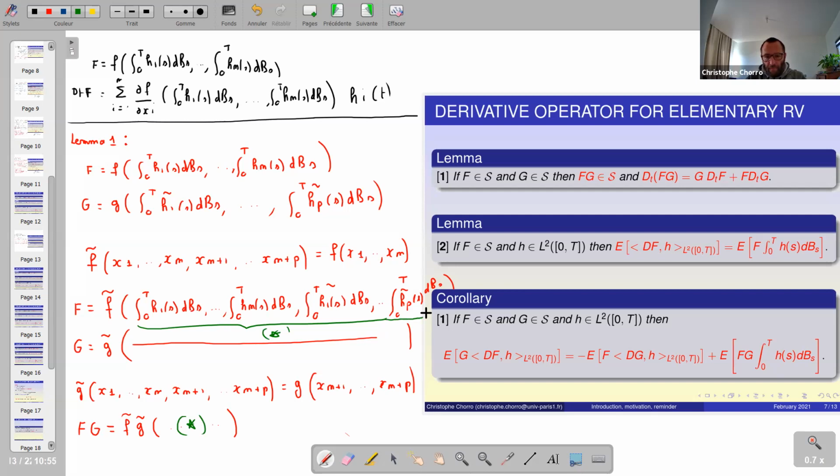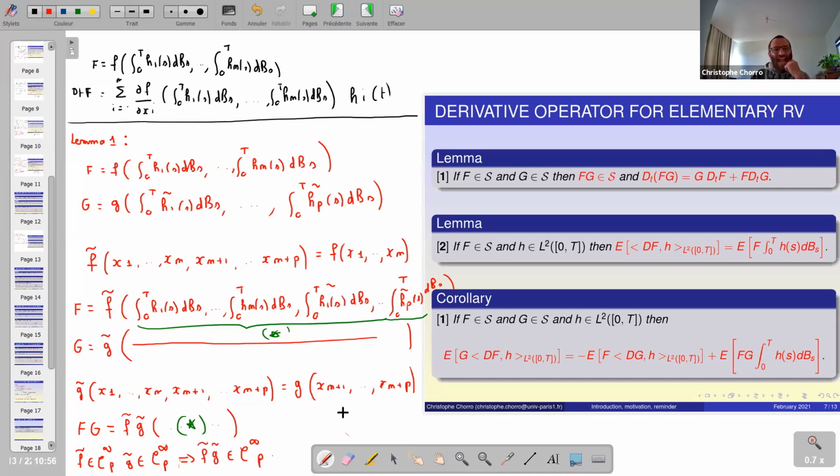Okay, all this one. So I see that f times j can be written as f tilde times j tilde of these Wiener integrals, where f tilde belongs to S and j tilde belongs to S. So f tilde is of class C infinity with polynomial growth, and j tilde is of class C infinity with polynomial growth, implying that f tilde multiplied by j tilde belongs to C infinity P.